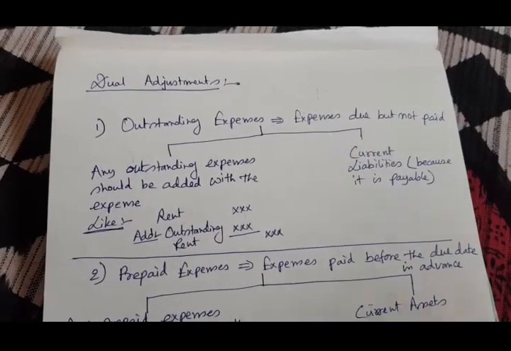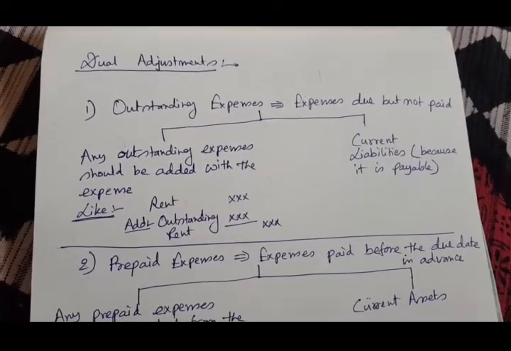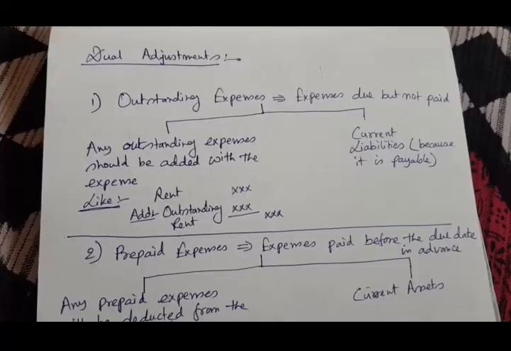Now I will discuss another very important point which you will find in your problem, those having dual adjustments. There are 4 items.